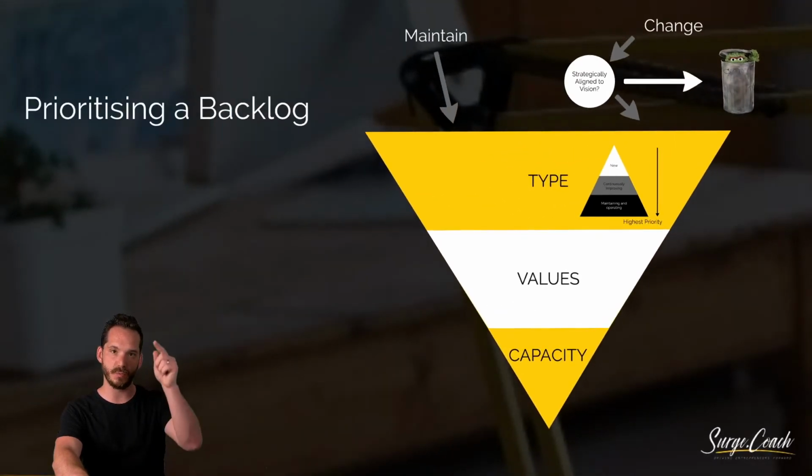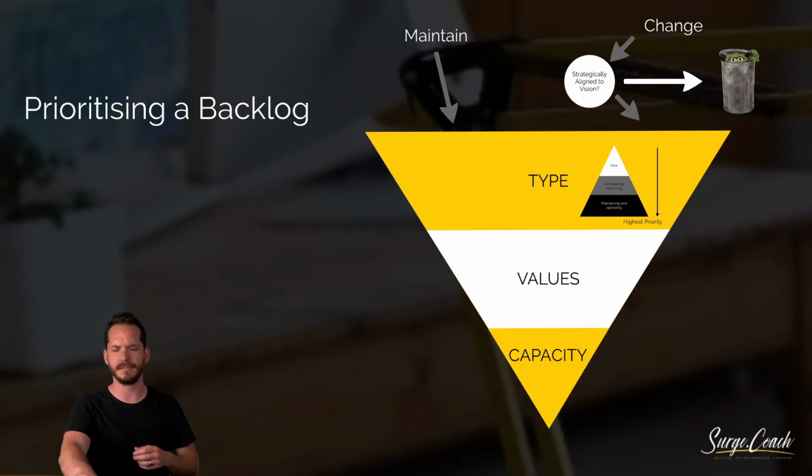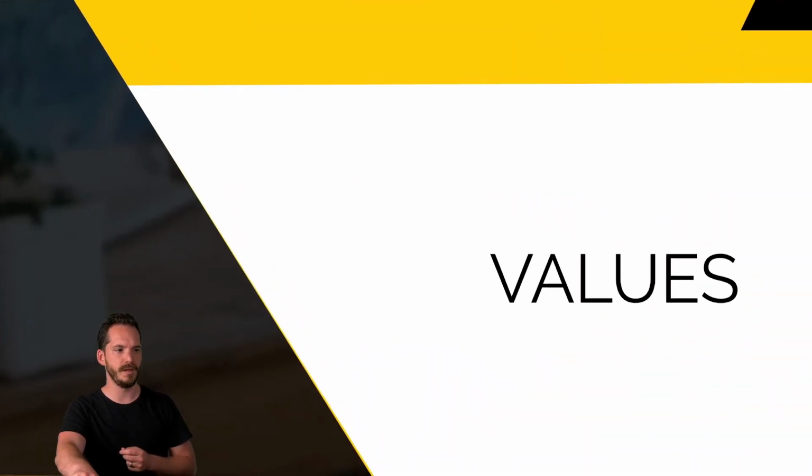So once you've got that, stage 1, 2, and 3, now add some points. 0 points for new stuff, 50 points for continuous improvement, 100 points for maintenance, right? You then have values. So you've got your why statement.